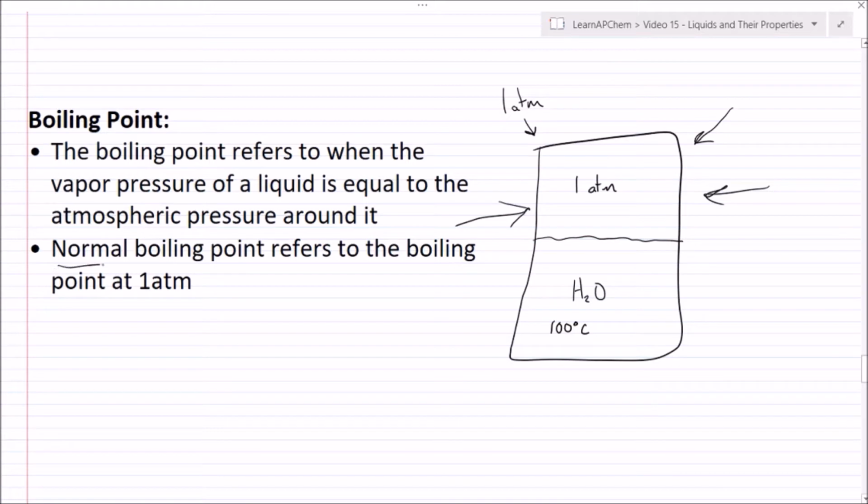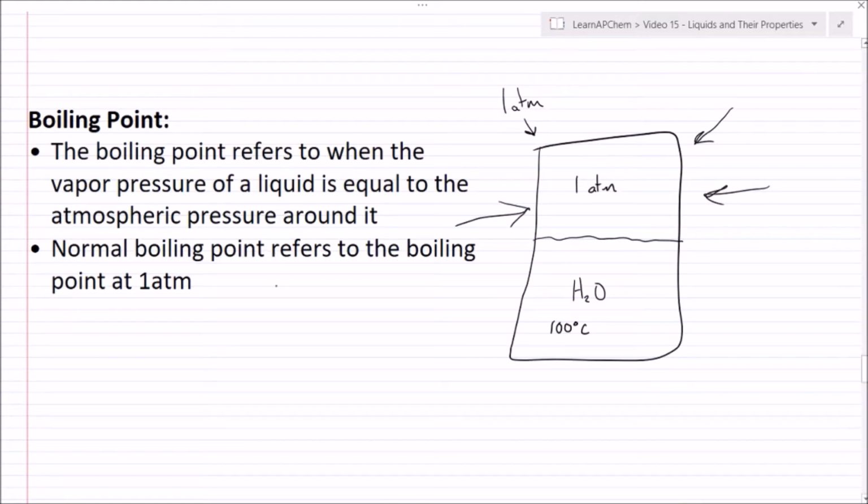And now there's a special boiling point known as the normal boiling point. And this is the boiling point at 1 atm. So when you see that the boiling point of water is 100 degrees Celsius, this refers to the temperature at 1 atm. So that would be the normal boiling point.